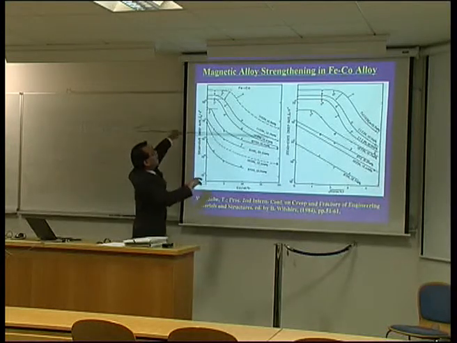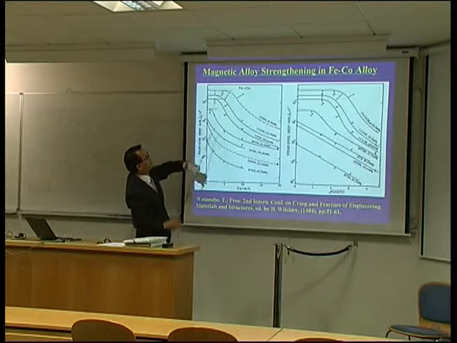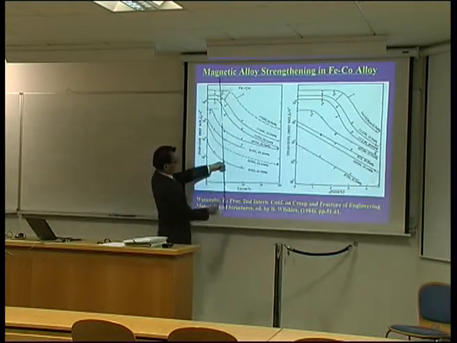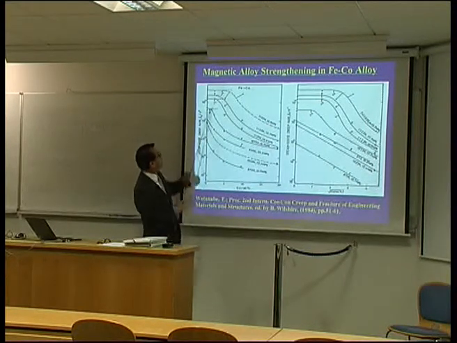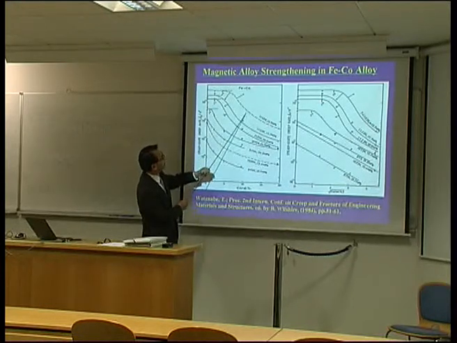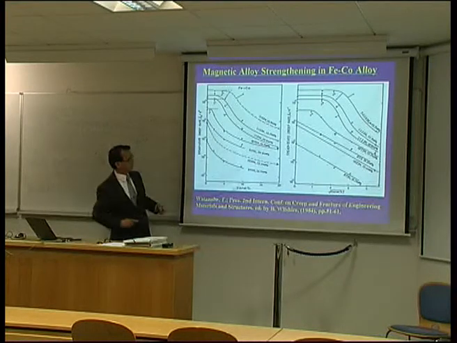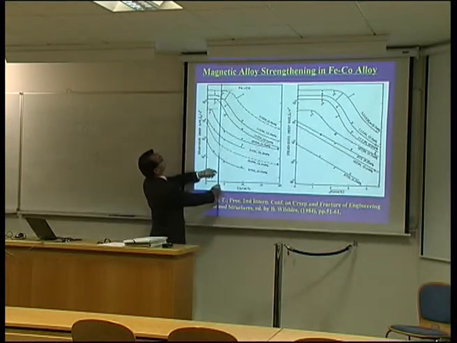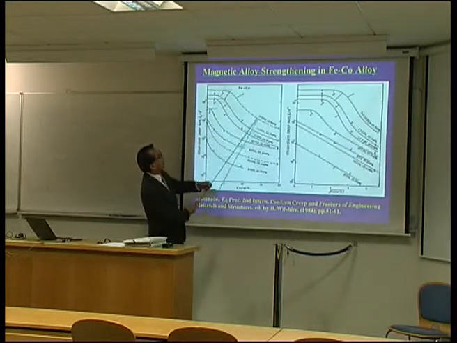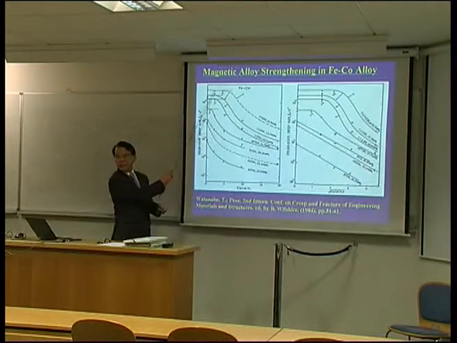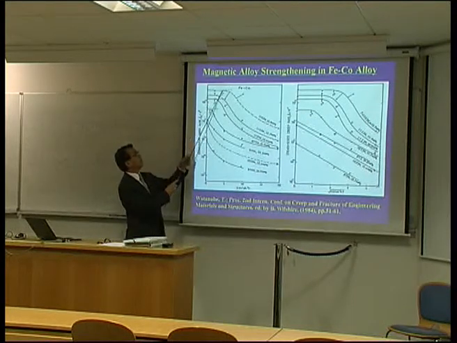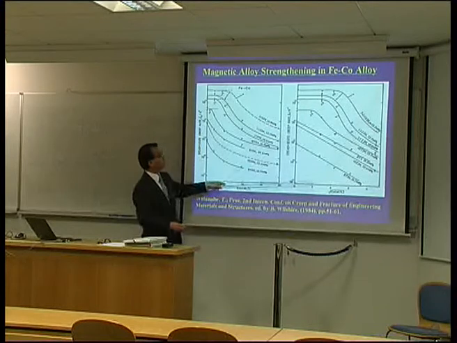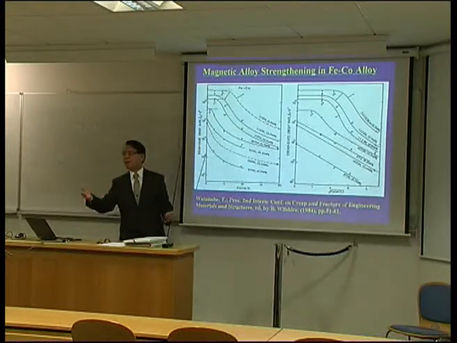But at a higher temperature, for example 1153 Kelvin, nearly 900 degrees, in this case, up to a certain content the alloying has little effect, but beyond this the decrease of the creep rate is very significant. Why? Because at this temperature, this range is paramagnetic. This alloy is in the paramagnetic range. So at this temperature, if we increase the cobalt content, the alloy becomes ferromagnetic.